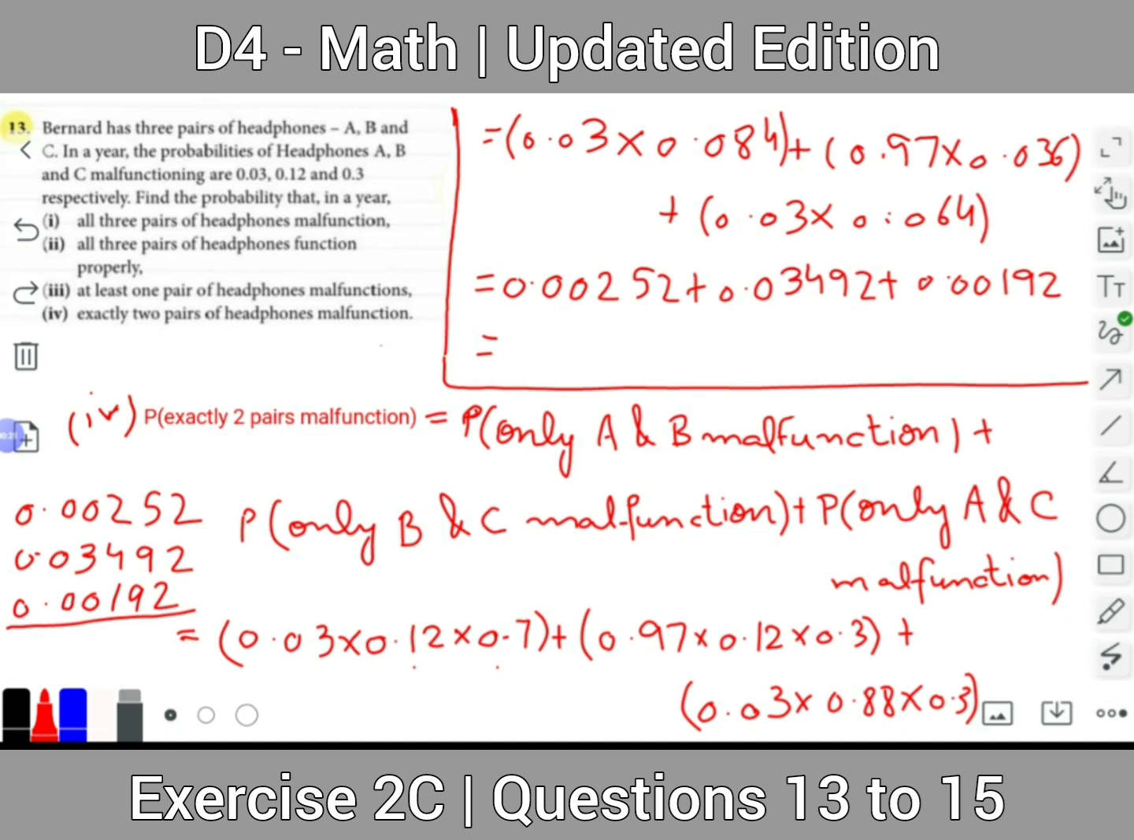So 3 times 2 is 6, 9 9s 9 9 18. So we have 23, carry 2, 4 1 5 6 7 8 9. Here we have 9, and here we have 3, and here we have 0, and again 0. So the answer is 0.03936. So the probability that exactly two pairs malfunction is equal to 0.03936.